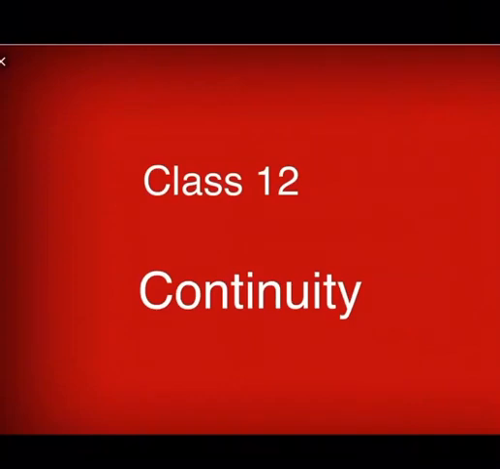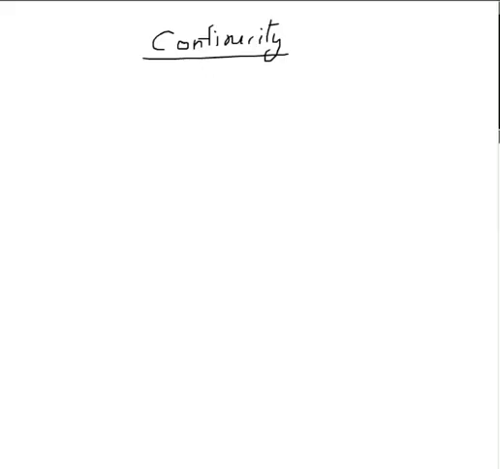We are going to revise the lesson continuity. We say that a function is continuous at x is equal to a when the limit as x tends to a of f of x is equal to f of a itself.